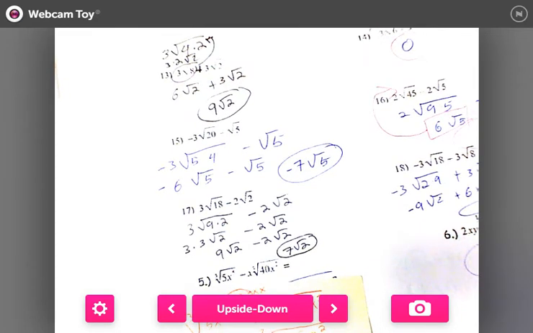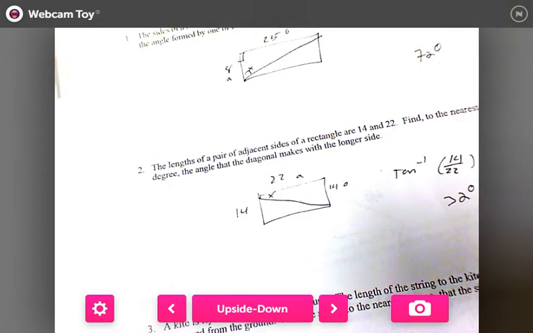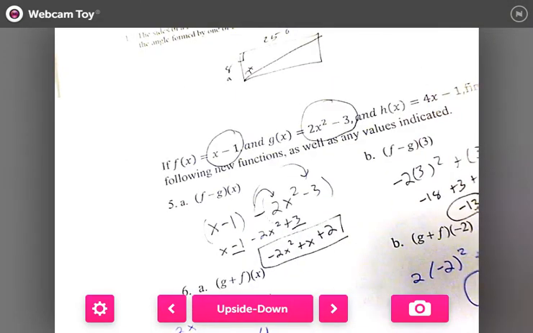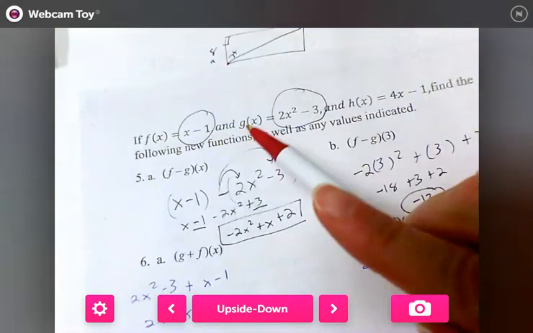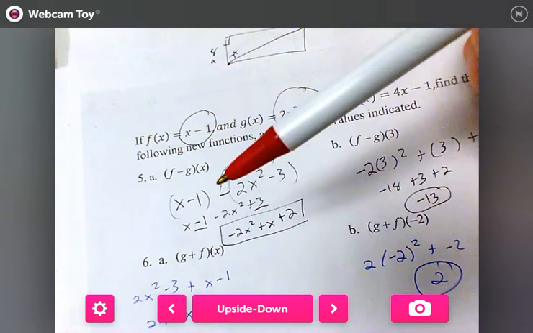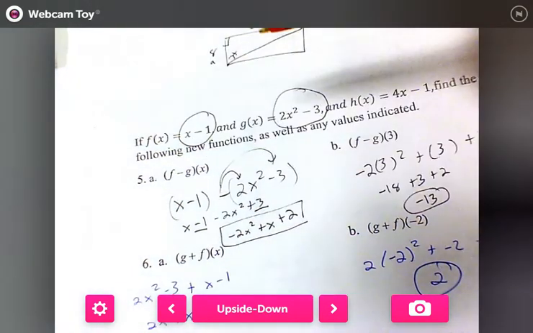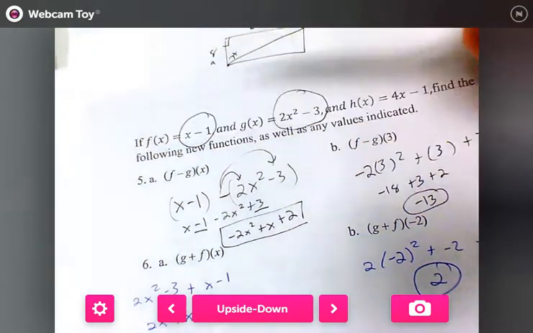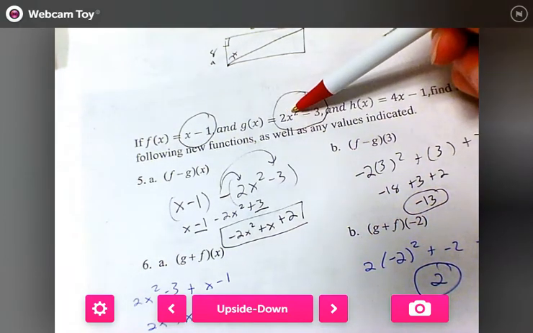You got it, June? Okay, these are all of our function notation where we stick things in, where we've got 2 functions and we're putting them together, or we're combining them in some way. This one we're going to do f of x, which is x minus 1, minus g of x, which is 2x squared minus 3.